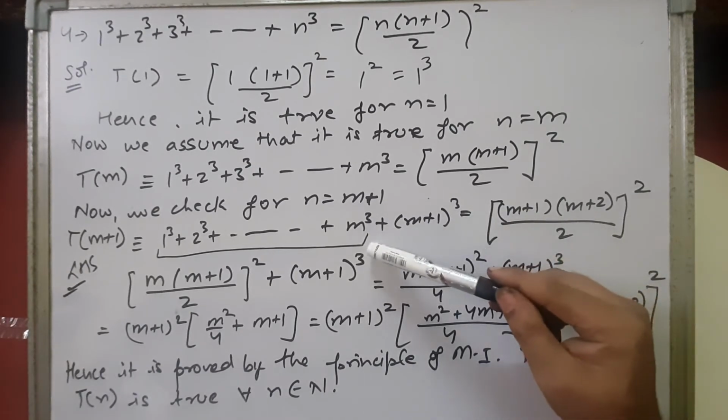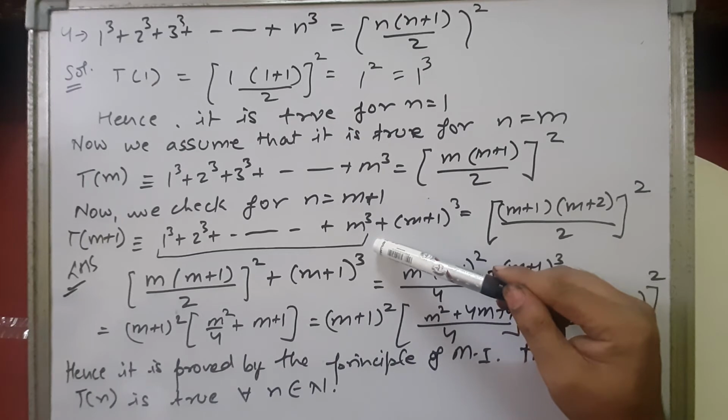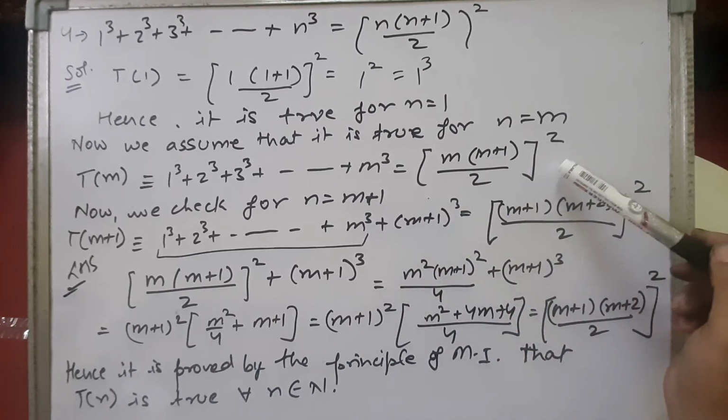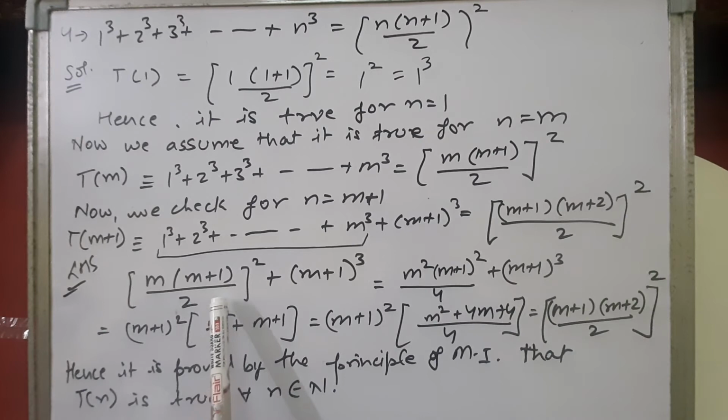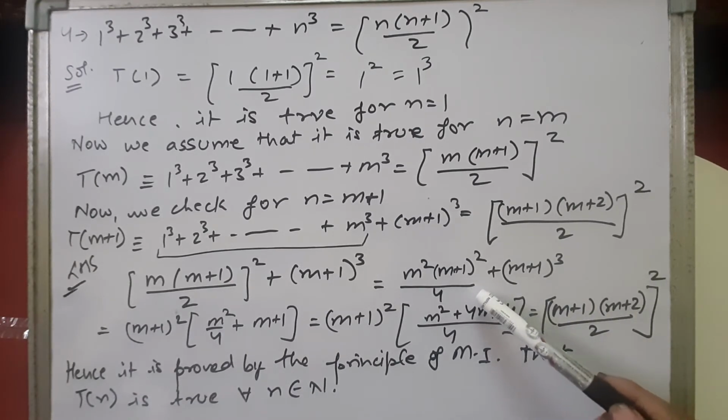Now we know that the value of 1³ + 2³ + 3³ + and so on up to m³ is [m(m + 1)/2]², right? So in place of this series we can put the value, we know that the sum of this series is [m(m + 1)/2]². So now when we separate the terms and do the square, what we'll get is m²(m + 1)²/4.